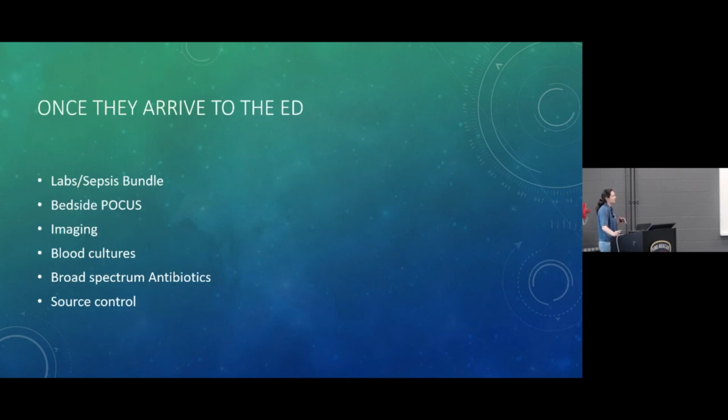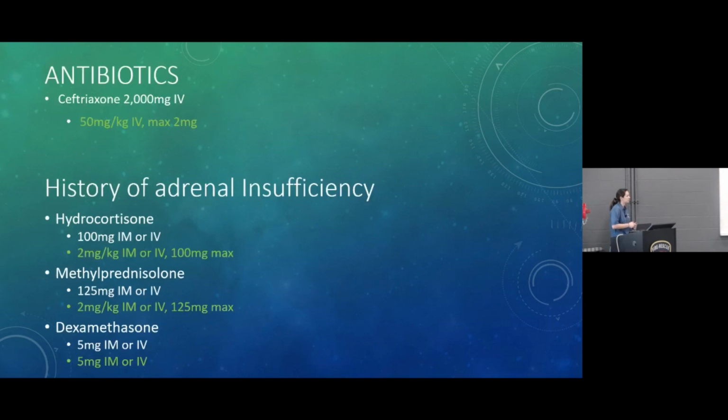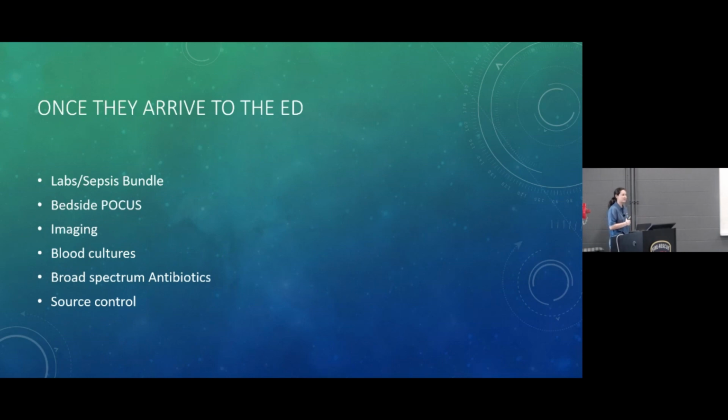So once they arrive to the emergency department, what do we do? So that SEP1 bundle that I talked about, we'll talk a little more about it, but that's this. We'll probably do a bedside POCUS ultrasound. We will look at the IVC, see how plump or flat it is, and take a look at the heart, see if it looks like they have maybe heart failure or decreased ejection fraction. And that can also help to guide our fluid resuscitation.